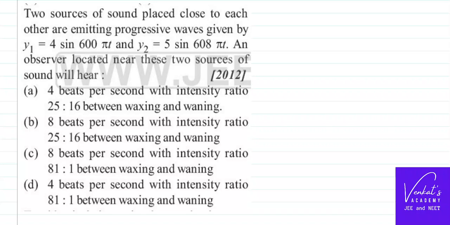Here in this video, we are solving a problem based on the concept of waves. Let us see what the problem is. Two sources of sound waves placed close to each other are emitting progressive waves given by y1 = 4 sin 600 pi t, y2 = 5 sin 608 pi t. An observer located near these two sources will hear how many beats? That is the kind of question you want to calculate, and what is the intensity, right?